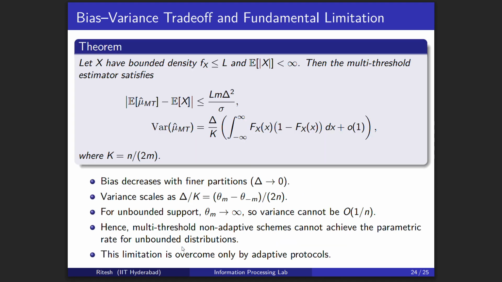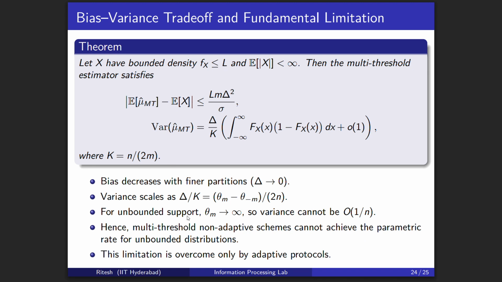So now the bias and variance trade-off of the fundamental limits. We got this result. Let X have a bounded density, f_X bounded above by L, and a finite expectation. Then the multi-threshold estimator satisfies this expression, where K is n by 2m, so n is the number of thresholds. The bias decreases with finer partitioning if delta is very small, but the variance is scaled by delta by K, as this theta minus 2m.